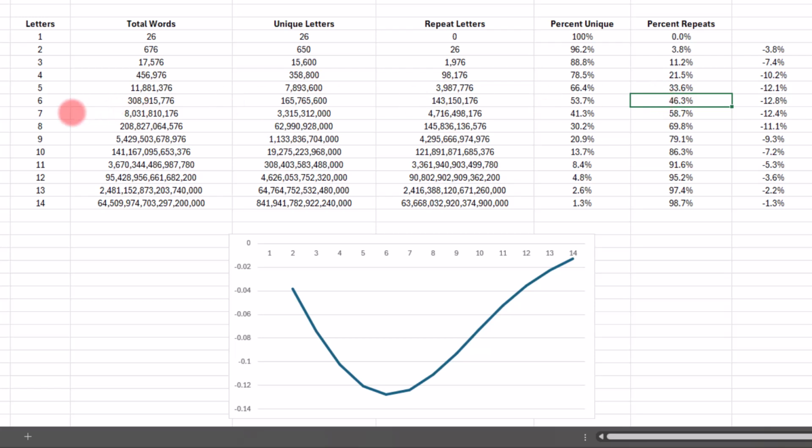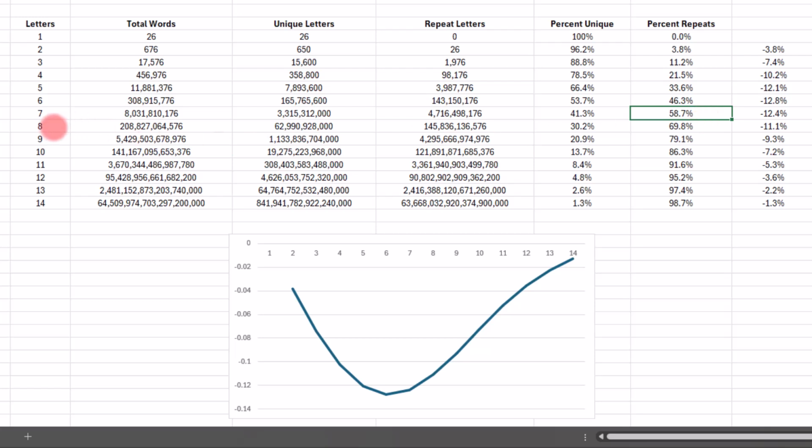But now go to 7-letter words, and look at what happens. The odds are now much higher in your favor that you're going to see repeats with only 7 letters. So we're only at about 27% of the number of letters in the alphabet, and yet we're already greater than a 50% chance of getting repeated letters.